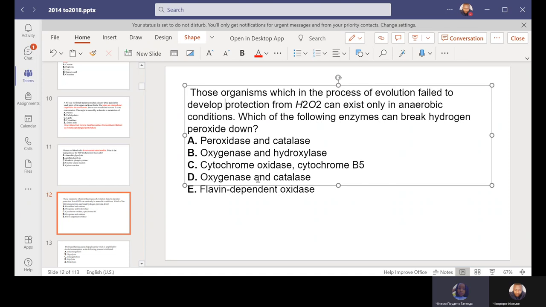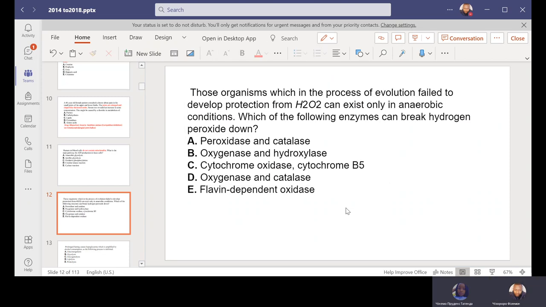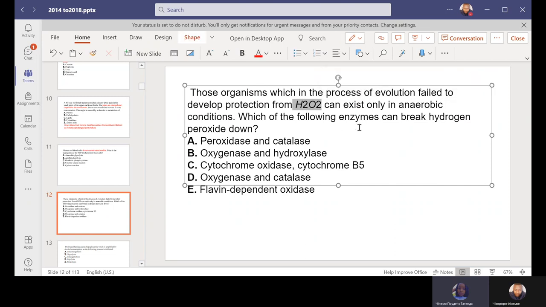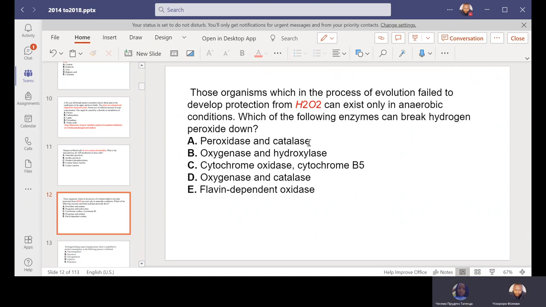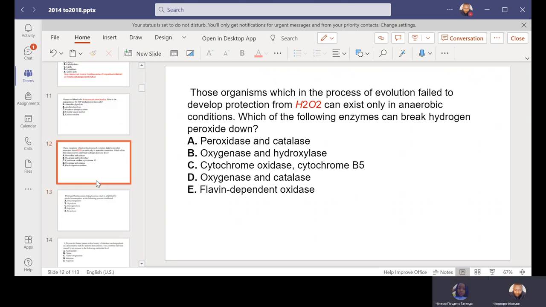Those organisms which in the process of evolution failed to develop protection from hydrogen peroxide can exist only in anaerobic conditions. Which of the following enzymes can break hydrogen peroxide? Catalase. Exactly, everyone knows this one. And the other bonus here is peroxidase. So it's catalase and peroxidase.